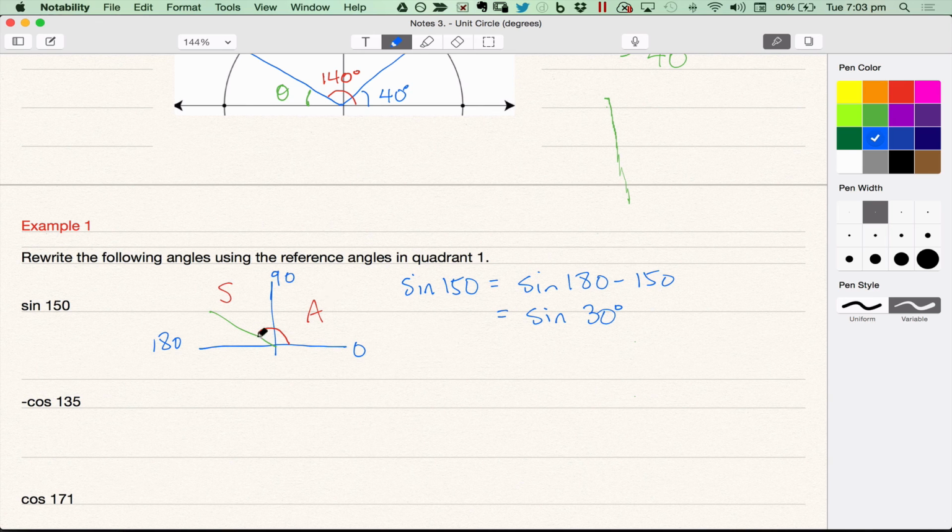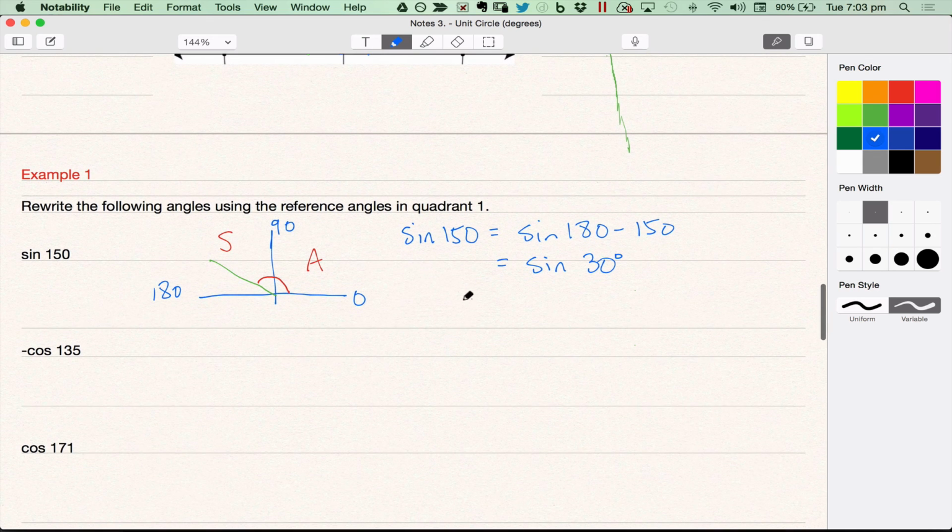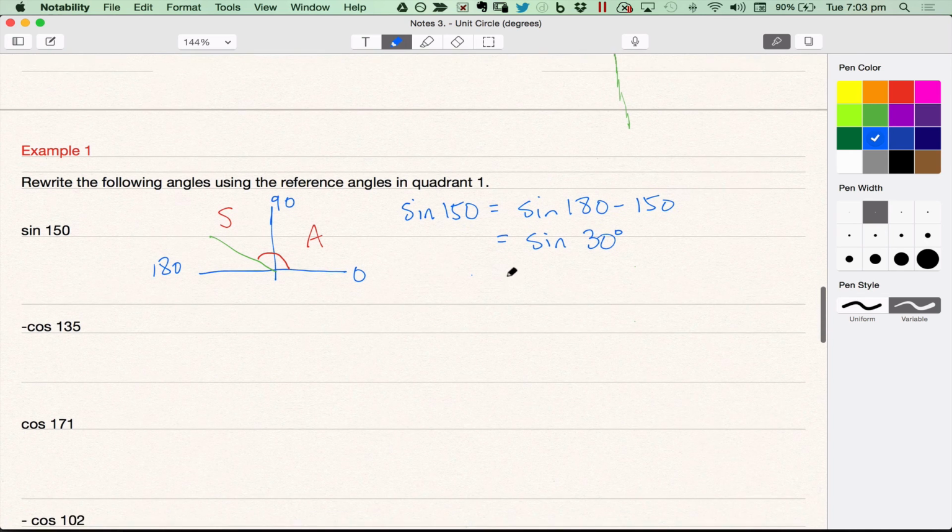Last thing to check, is sine positive in this second quadrant? As we're dealing with sine, yes, it is, because of the S, so we can leave it like that. If it was not positive, we'd have to put a negative on the front there.